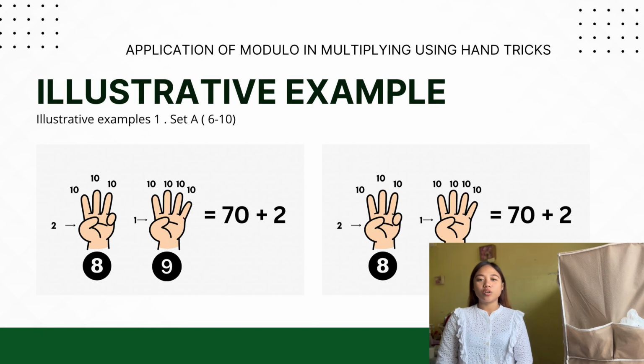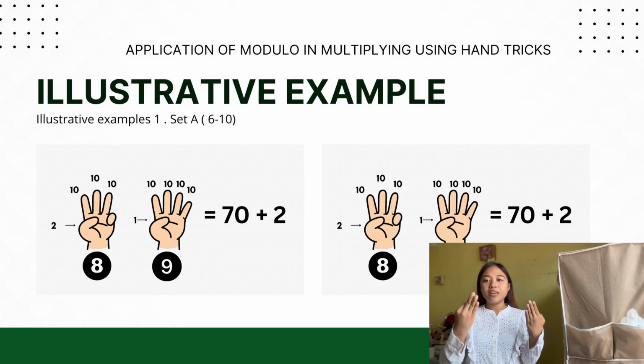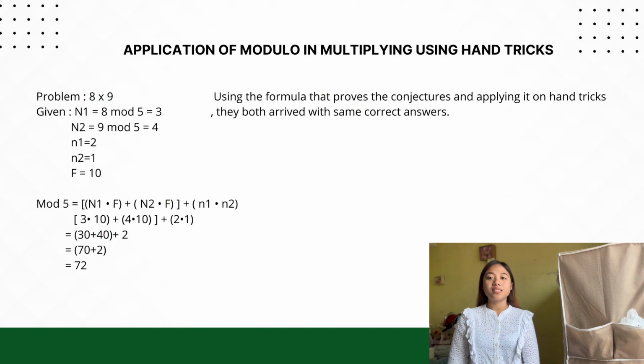And now we are going to apply the hand tricks. For the first set, we have 8 times 9. So now I will show you how it's done. So 8 times 9. And this will be 10, 20, 30, 40, 50, 60, 70. And then we need to multiply these two. 2 times 1 is 2. So 70 plus 2 is 72. And using the formula, we arrive at the same exact answer, which only proves that the hand tricks is reliable.